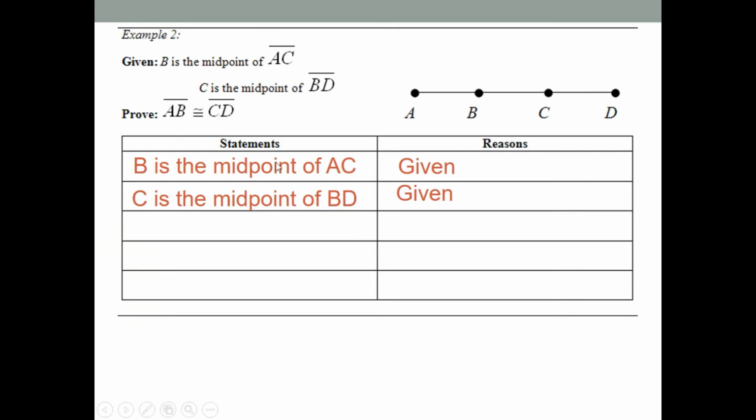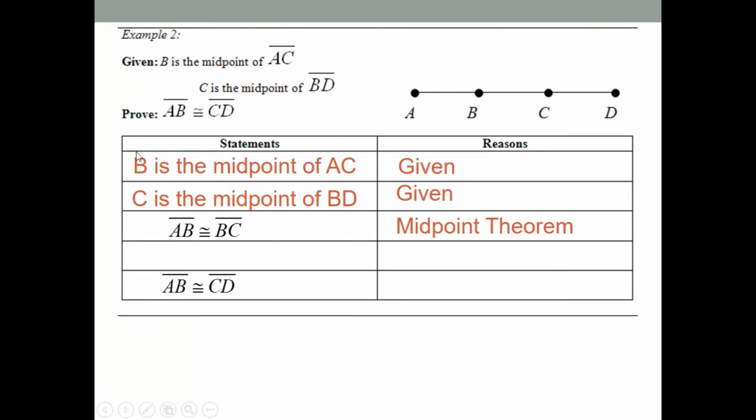So if I know B is the midpoint of AC, and I'm given this, I should have to use it somewhere. It would make sense that I'm going to use this information. So what can I do with the fact that B is the midpoint of AC? I can say, based on the midpoint theorem, that the two parts of AC must be congruent or equal, that AB must be congruent to BC. And I can do that because I know that B is a midpoint. So I've used the midpoint theorem.